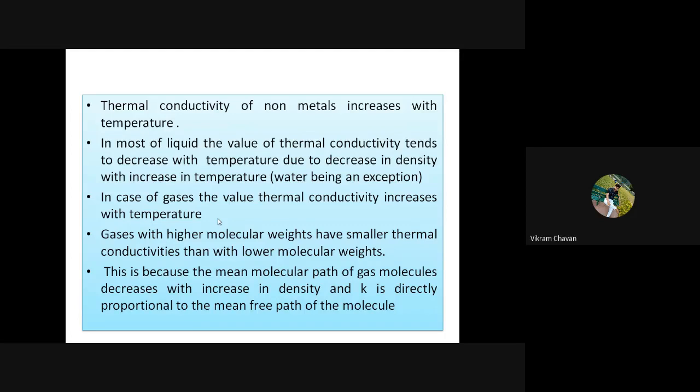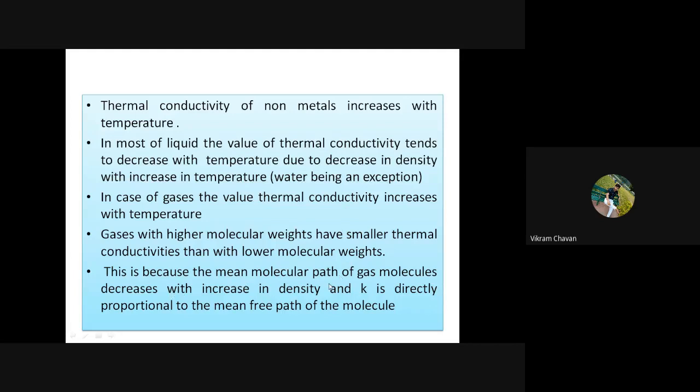So in the case of lower molecular weight gases, what will happen? The collision ratio is very high, or we can say the mean free path, the distance traveled between two collisions, is greater in lower molecular weight gases. Because of that, gases with higher molecular weight have smaller thermal conductivity than those with lower molecular weight. Okay, getting everyone?